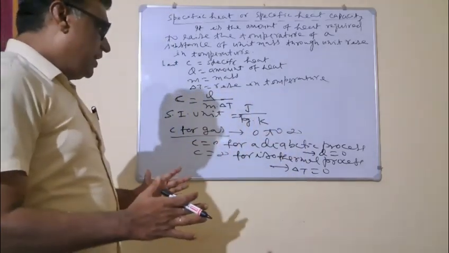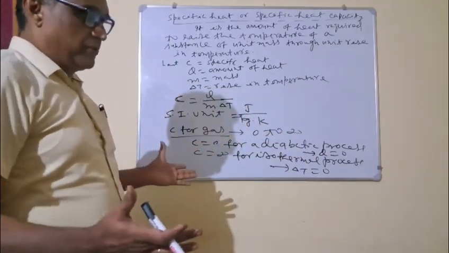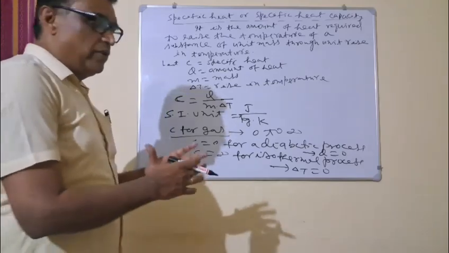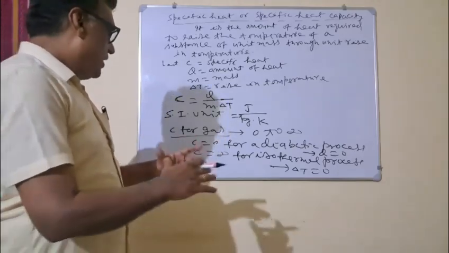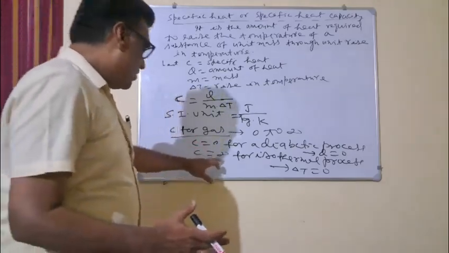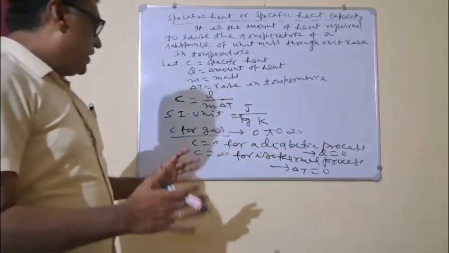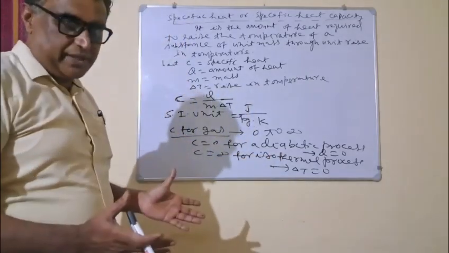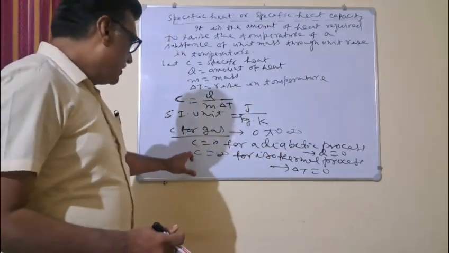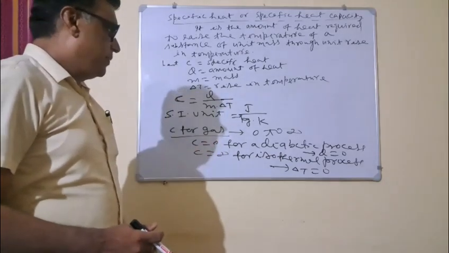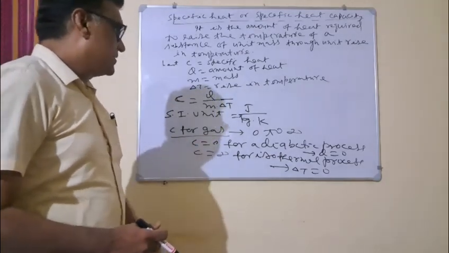Because in gas case we can achieve different types of process. We can achieve adiabatic process means without heat interaction. We can increase or decrease the temperature. In case of isothermal process, we can add the heat without changing the temperature. So the value of C can vary from 0 to infinite in the case of gases.